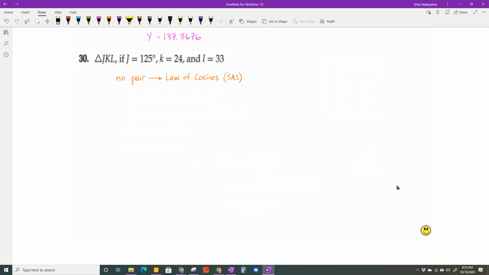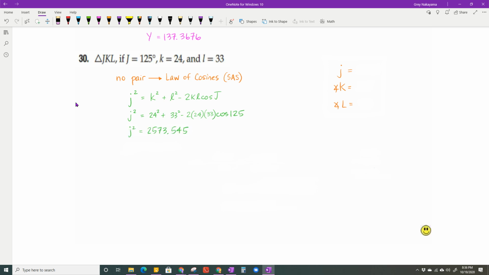Okay, and so I can go and say that I'm looking for J, segment J. I'm looking for angle K and angle L. I'm going to write it out. So I've got J squared. People just tend to make fewer mistakes, y'all, if you take the time to write it. So J squared equals K squared plus L squared minus 2KL cosine J. And remember, this angle is opposite that side. J is what I'm looking for. K is 24, L is 33, and big J is 125.